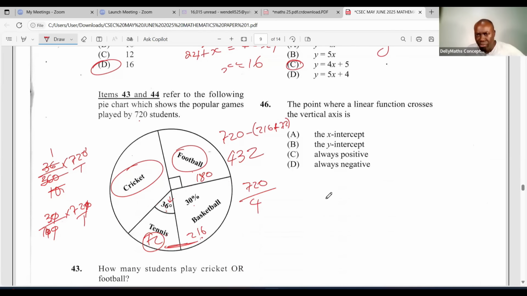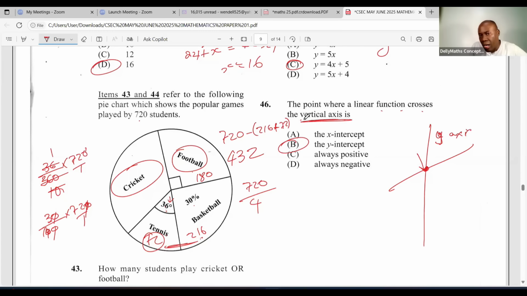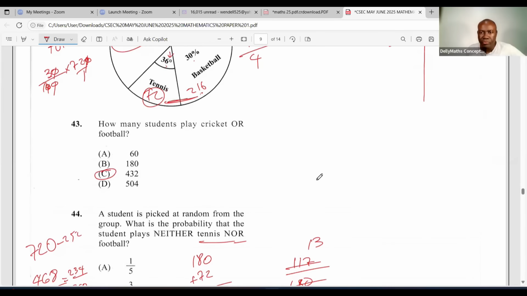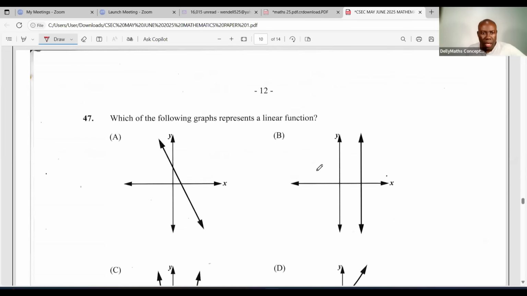The point where a linear function crosses the vertical axis. The vertical axis is this one. It's the y-intercept, right? If you have a line across the y, the vertical axis is your y-axis. That's the y-intercept right here. So the point where a linear function crosses the vertical axis is called the y-intercept, all right? So be careful.